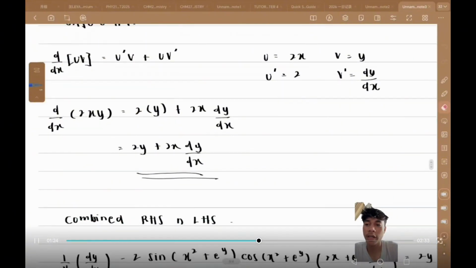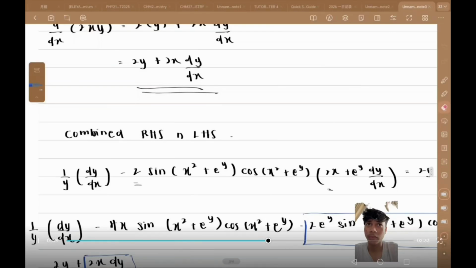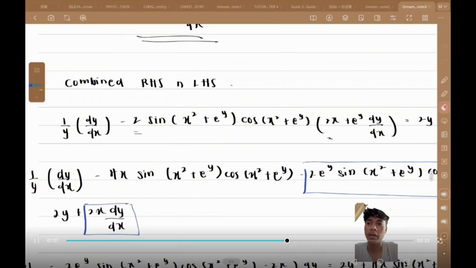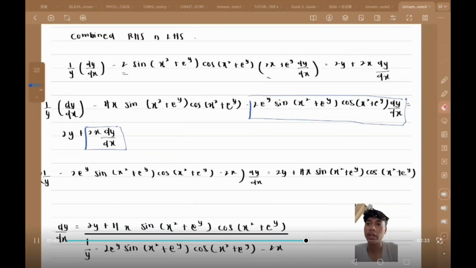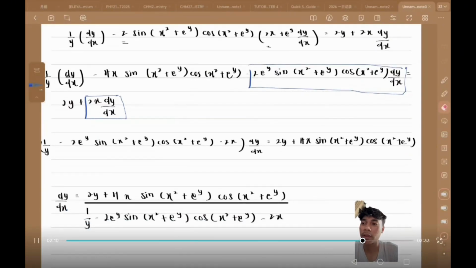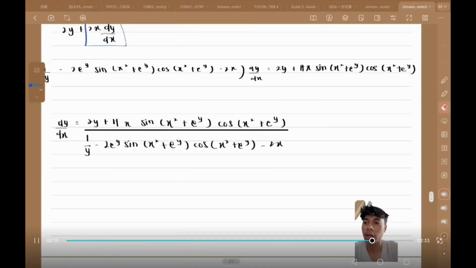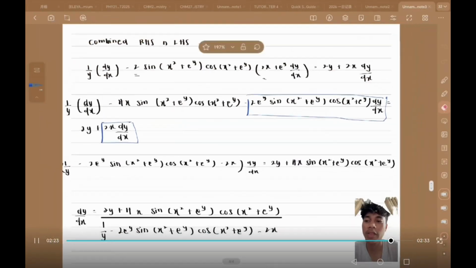After we calculate both sides, we combine them and arrange the equation. After we combine, we expand it. So negative 2 sin times 2x becomes negative 4x sin, and we arrange it. After we arrange it, we simplify. So the final answer is dy/dx equals 2y plus 4x sin (x squared plus e^y) cos (x squared plus e^y) over the remaining terms. So the final answer is this.